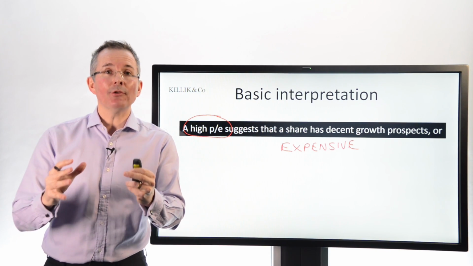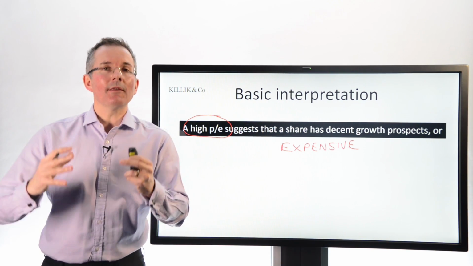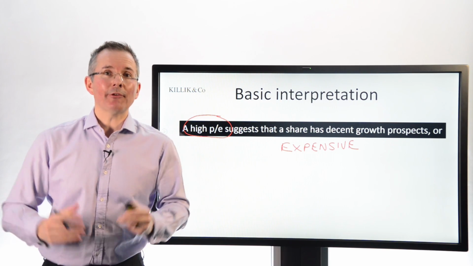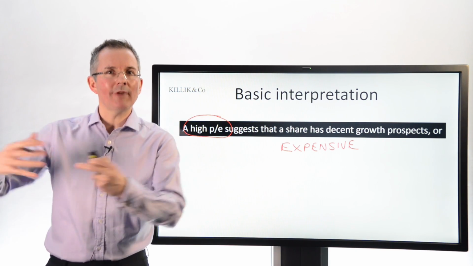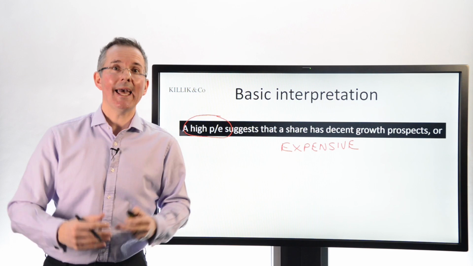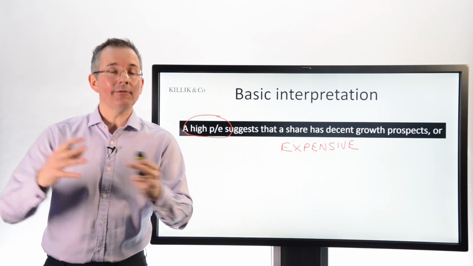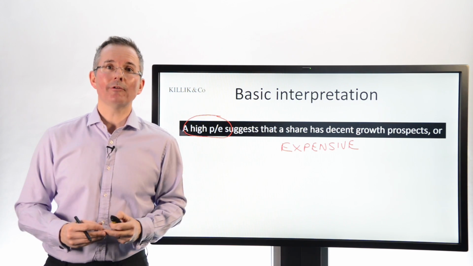Maybe the high PE ratio is justified, or maybe the market's got a little bit ahead of itself, investors have got a little bit excited, marked the share up relative to one year's earnings, and there's trouble ahead. Okay, the share price relative to earnings is too high, the PE is not justified.